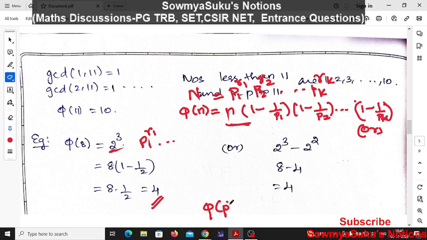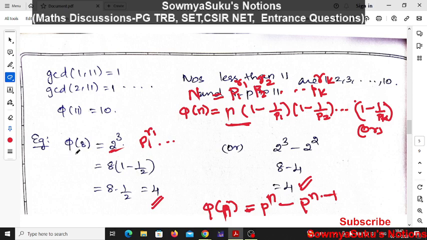If it is a prime number, you can write p power n as p power n minus p power n minus 1. Here you can see 8, which is 2 cube. So 2 cube minus 2 power 3 minus 1, that is 2 square, which is equal to 4. So you can use this formula for this.